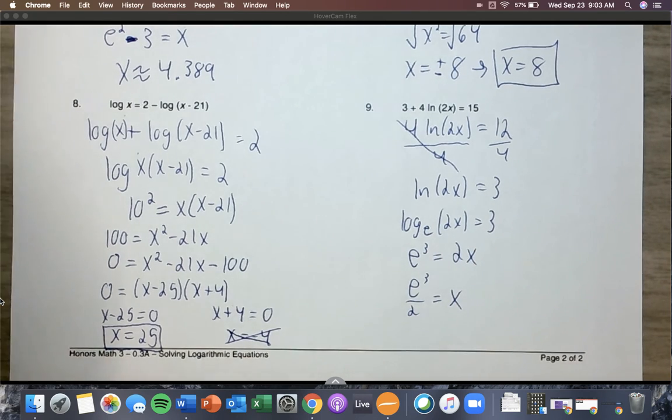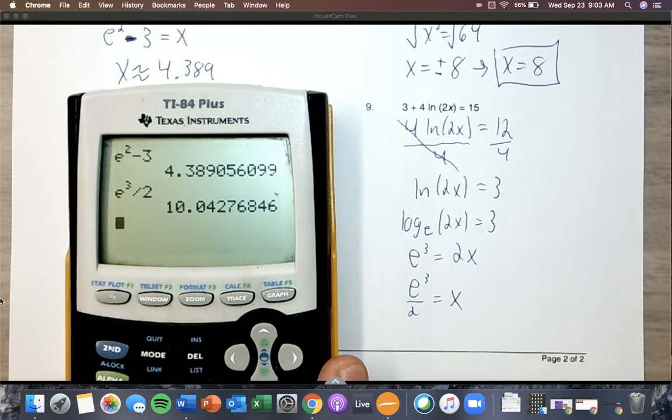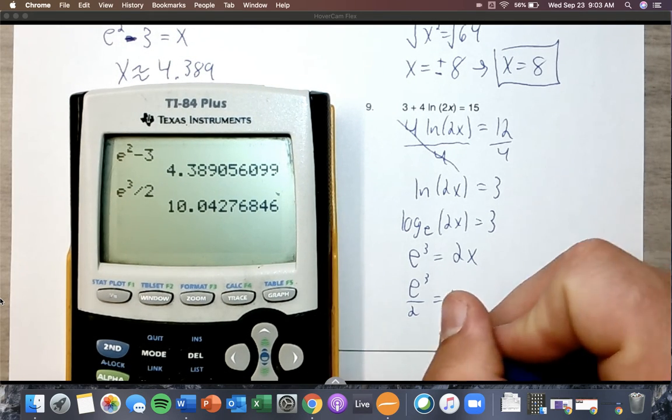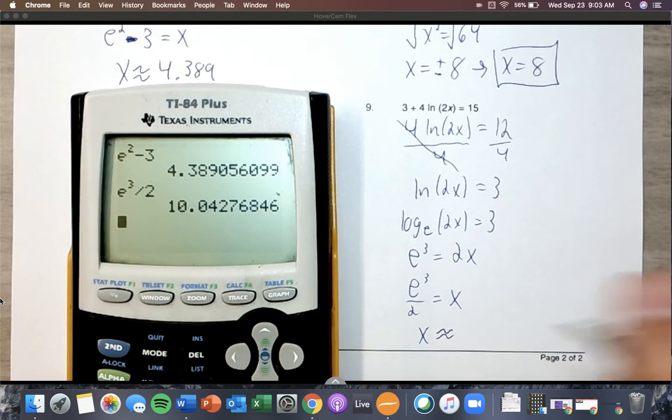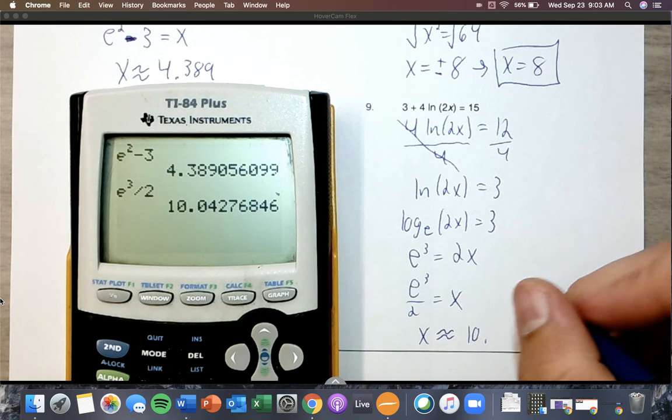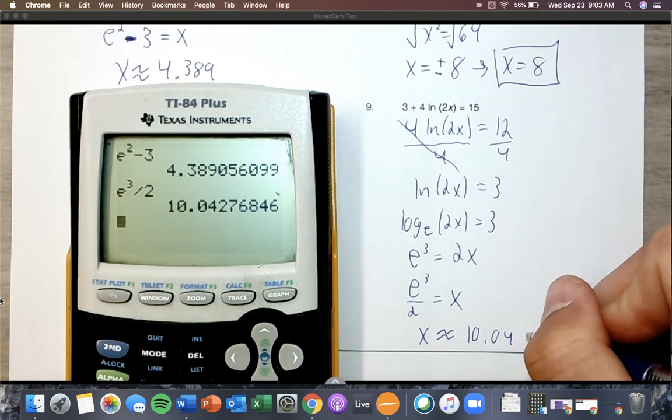And we can just, again, plug that into our calculator. We get e raised to the third power divided by 2. Plug that in, we get 10.0427, and we're going to round it off again. So we can say x is approximately 10.043.